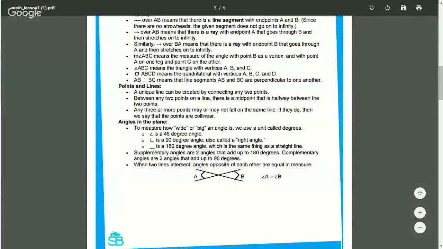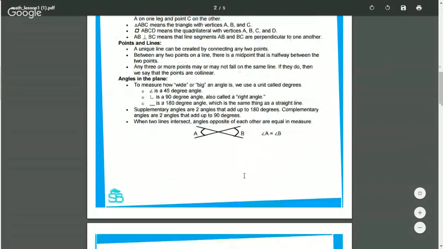So now we move on to the next one. When two lines intersect, angles opposite of each other are equal in measure. These are called vertical angles. And vertical angles are basically always the same no matter what, when they intersect. For example, these two angles right here will also be equal.